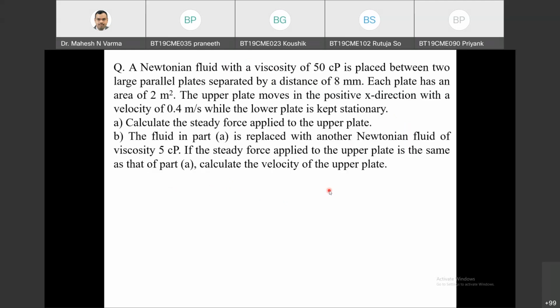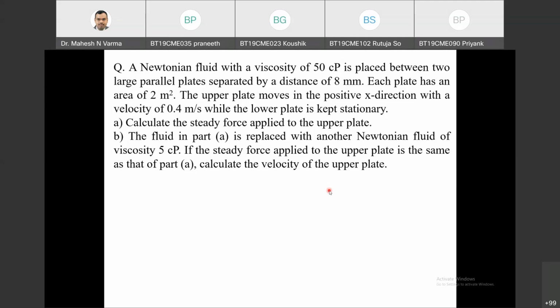Now this is a similar problem we have solved during the discussion. A Newtonian fluid with a viscosity of 50 centipoise is placed between two large parallel plates separated by a distance of 8 mm. Each plate has an area of 2 meters square. The upper plate moves in the positive x direction with a velocity of 0.4 meter per second, while the lower plate is kept constant, at zero velocity. Calculate the steady force applied to the upper plate.